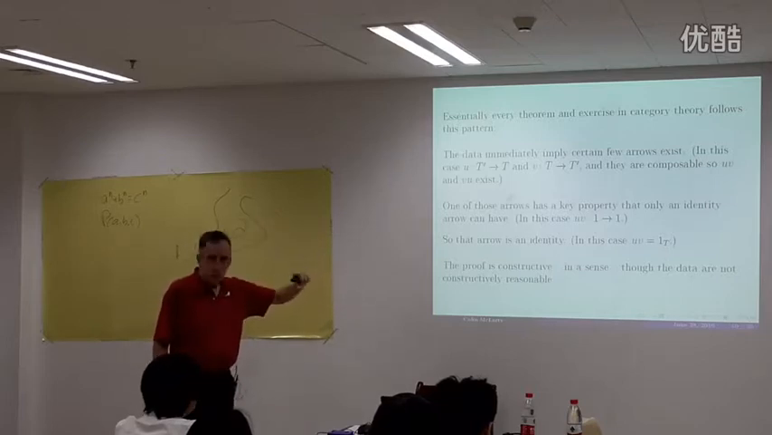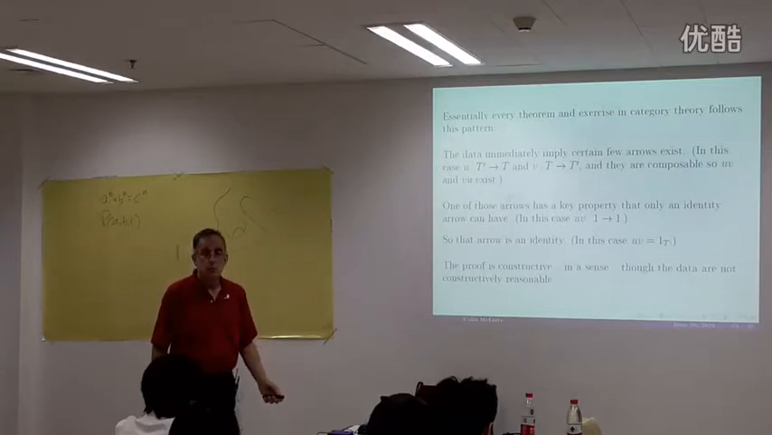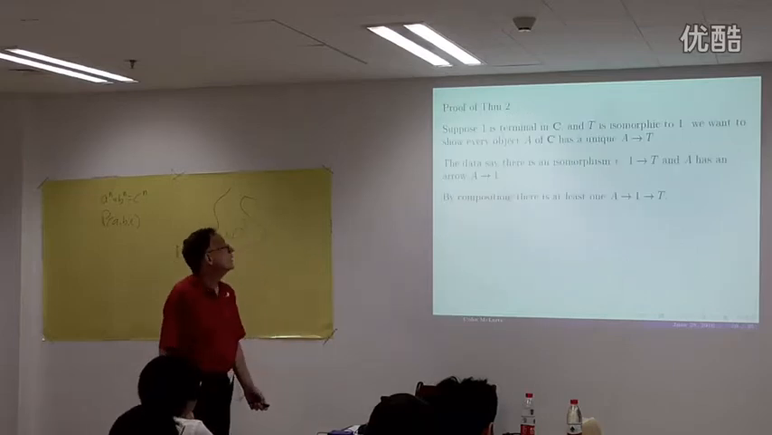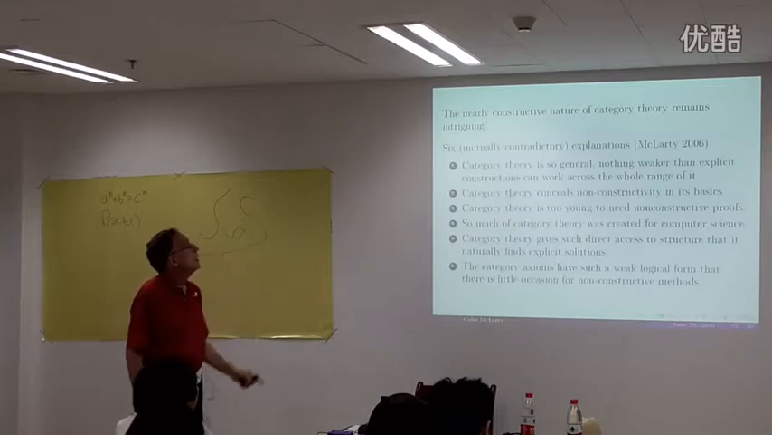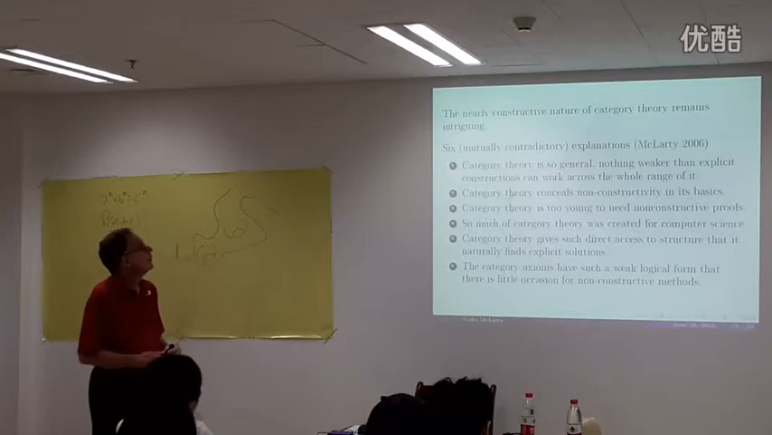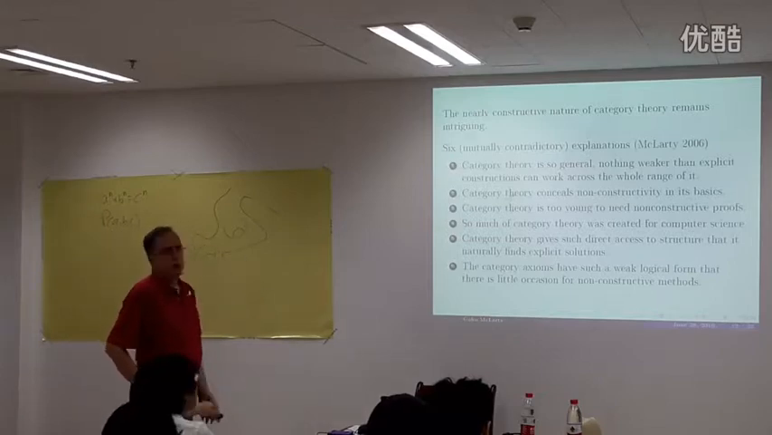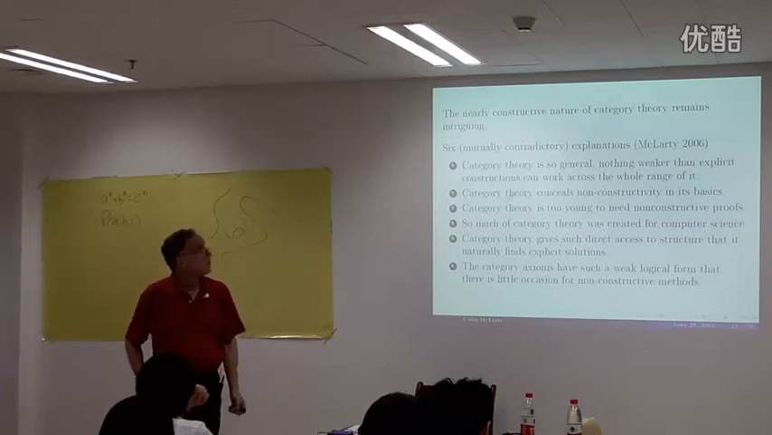The problem situation only gives you a couple of arrows. There's only a couple of ways you can put them together. And that way solves the problem. The achievement is realizing that it could be done. So it's nearly constructive. And I've got six mutually contradictory possible explanations. I don't know why category theory is so often this way.